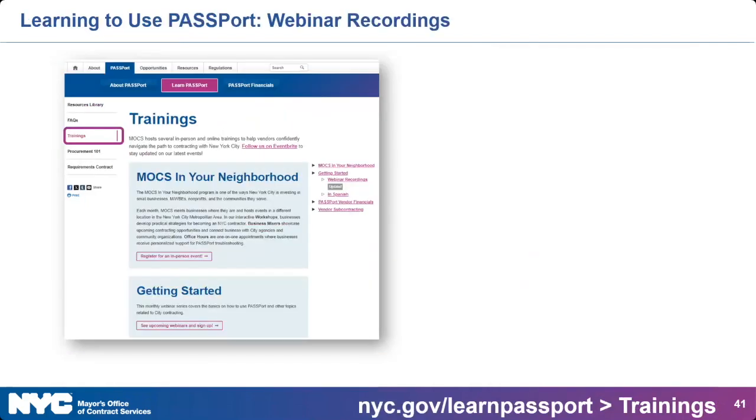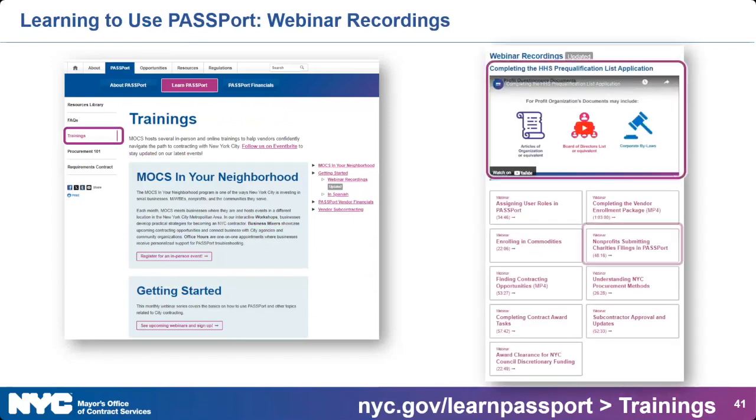Remember to visit the Trainings tab on nyc.gov/learn passport. There you'll have the opportunity to sign up for future trainings and see webinar recordings. You may want to check out the recordings about the HHS PQL application, charities filings in Passport, and award clearance for NYC Council discretionary funding.